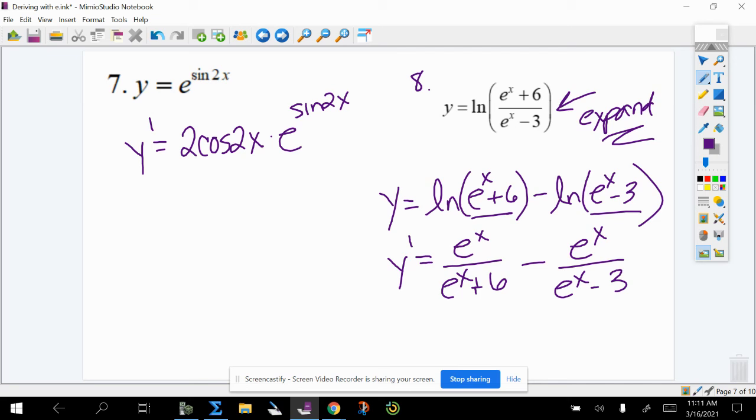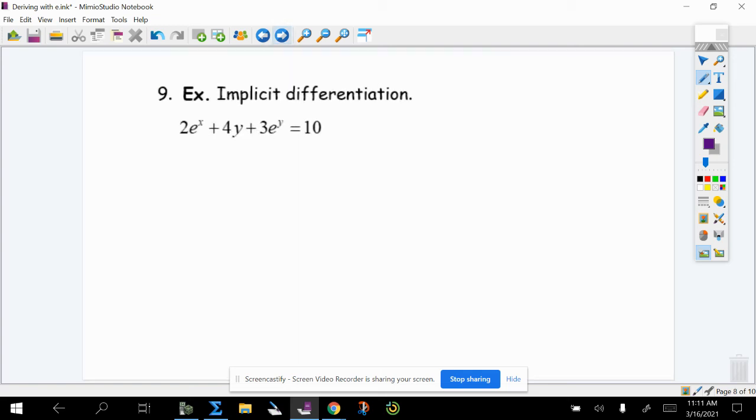I've got one left for this video. The one other thing we didn't talk about yet is implicit differentiation. We really haven't done implicit very recently, but you can see e's or natural logs or anything we've done to this point mix in with implicit.